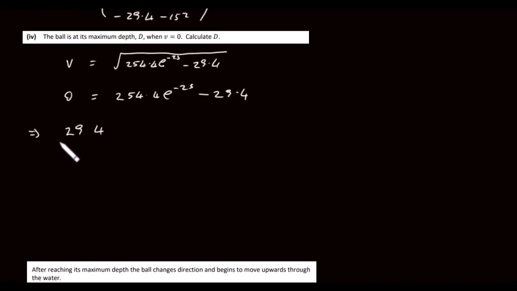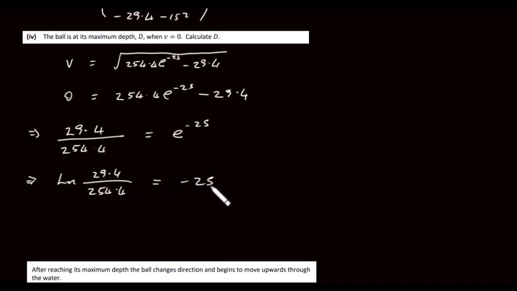Okay, so that will give me 29.4 divided by 254.4 is equal to e to the power minus 2s. So I've just brought this over and then I've divided by this as well at the same time. So what you can do now is just change this into log form or get the log of both sides, whichever way you want to look at it. But you end up with, on this side here, log 29.4 over 254.4 is equal to minus 2s. I've just got a log of this side and the log of this side.